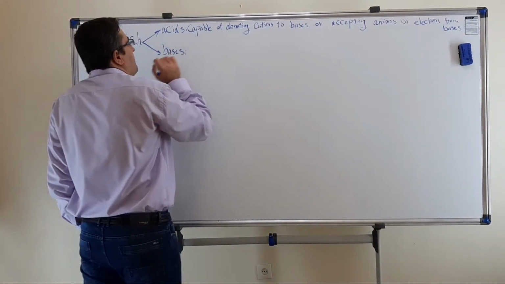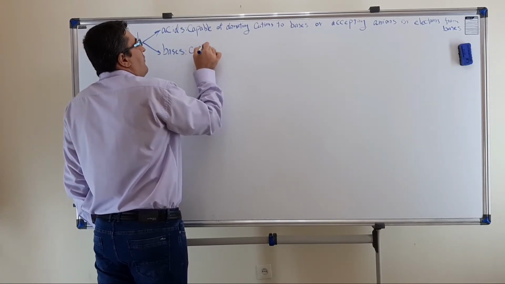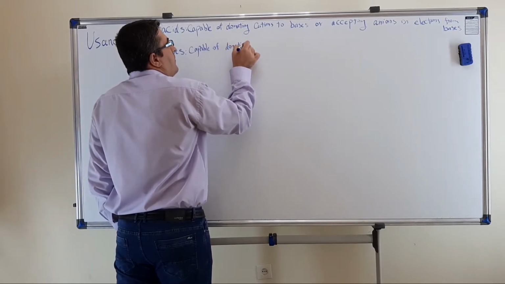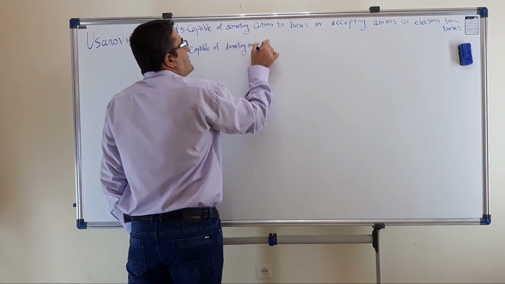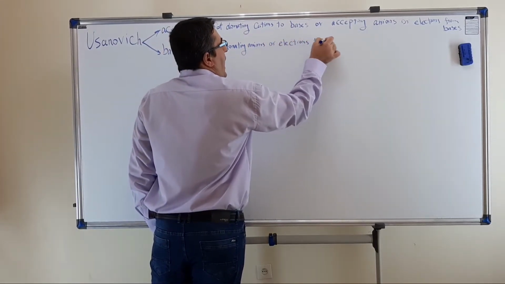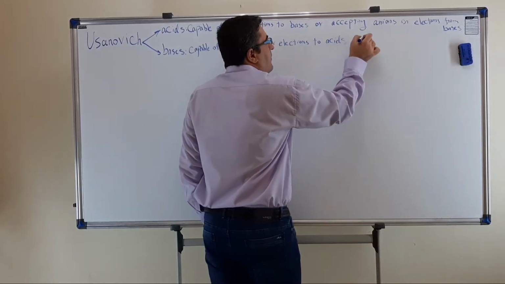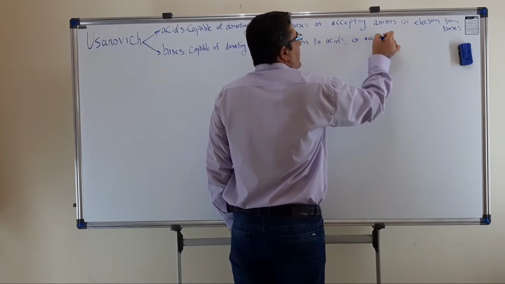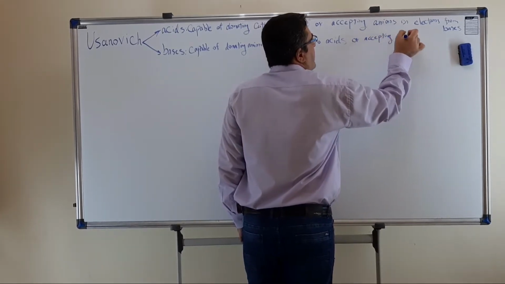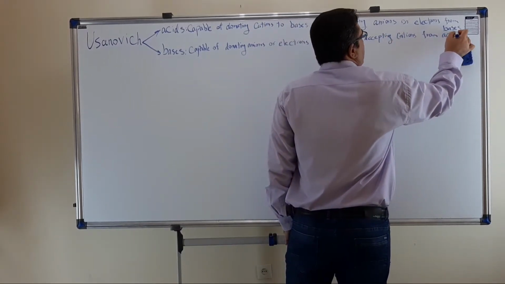On the other hand, bases are chemical species capable of donating anions or electrons to acids or accepting cations from acids.